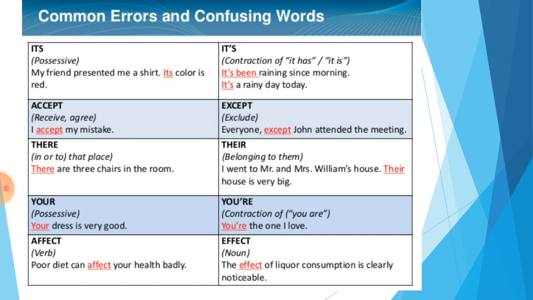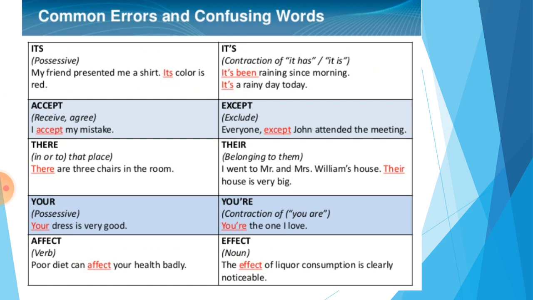Now we will see what is the meaning of IT apostrophe S. It's is nothing but a contraction of it has or it is. It's been raining since morning. So, it has been raining since morning. It's a rainy day today. It is a rainy day today.